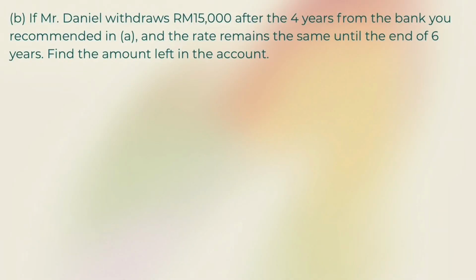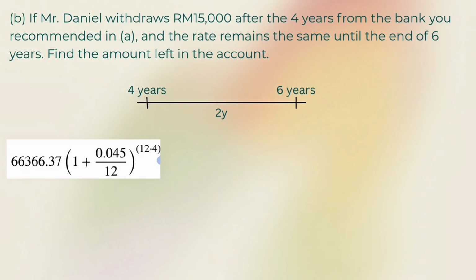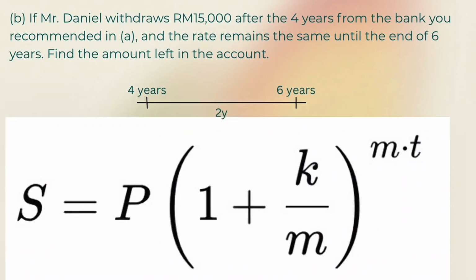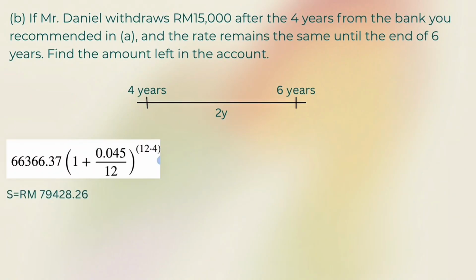B. If Mr. Daniel withdraws 15,000 ringgit after 4 years from the bank you recommended in A, and the rate remains the same until the end of 6 years, find the amount left in the account. First, we need to know the amount before he withdraws after 4 years of investing, using the same formula. We get 79,428 ringgit 26 cents. Reminder, the principal is used from the previous answer.